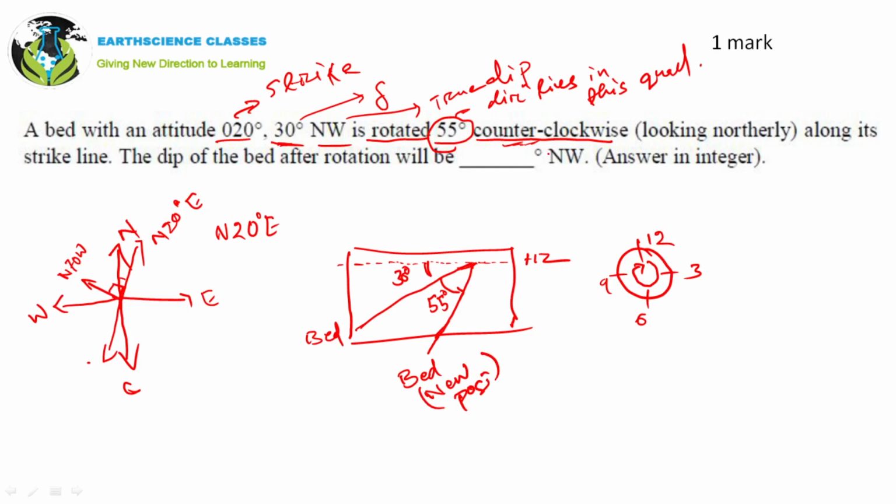Okay, elongate strike line. Elongate strike line means you have to look, see, this part is given looking northerly. That means you have to take this vertical surface. You have to look northerly means you have to stand here. You have to stand here and see, right? You have to stand here, look northwise.